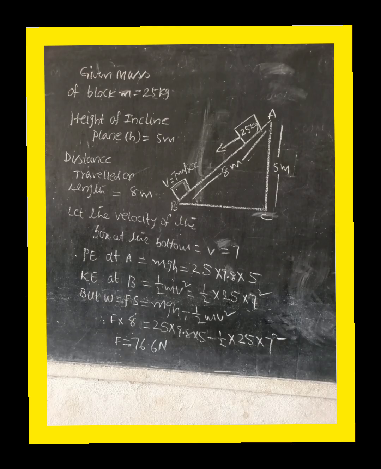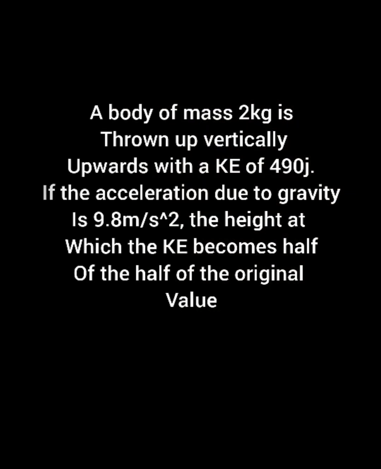76.6 newtons. A body of mass 2 kilograms is thrown vertically upwards with a kinetic energy of 490 joules. If the acceleration due to gravity is 9.8 meters per second squared, the height at which the kinetic energy becomes half of the original value is.